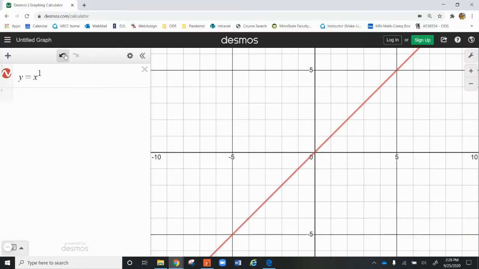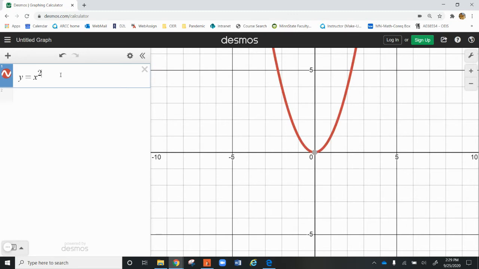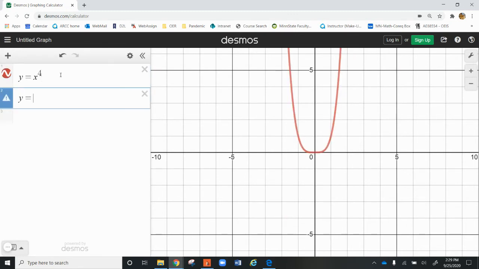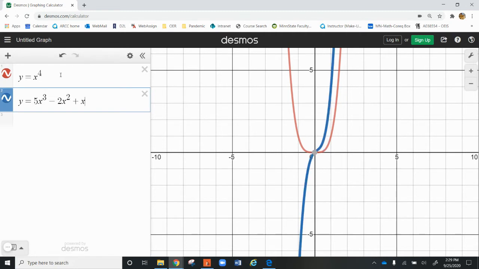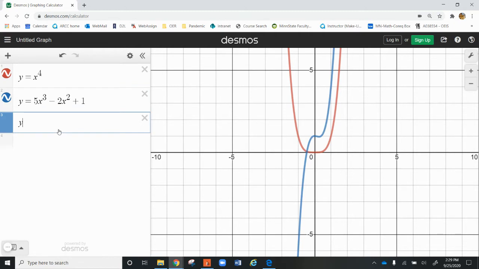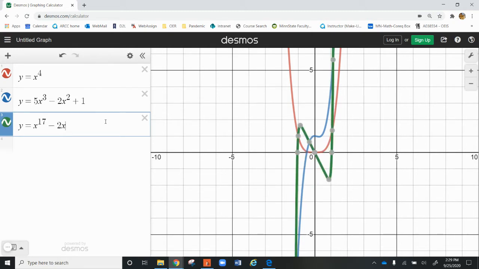I'm going to come over here to Desmos. So y equals x to the power 1, or 2, or 3, or 4. Those are examples of polynomial functions. But you can also have stuff like y equals 5x cubed minus 2x squared plus x plus 5 or something. You can have y equals x to the power 17, and then minus 2x, or something like that.